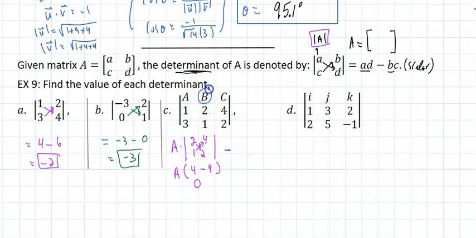There's always a minus when you pick the B. So if I cross B's row and column, I'm left with 1, 3, 4, 2. So that will be negative B times 2 minus 12. That's a negative 10. That is plus 10B.